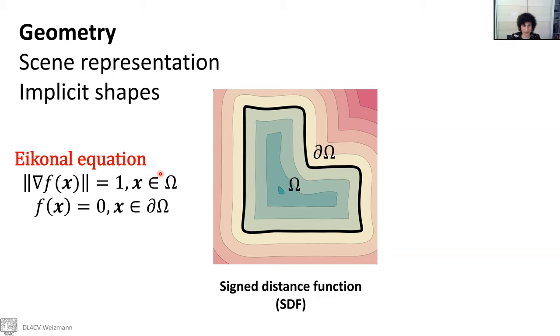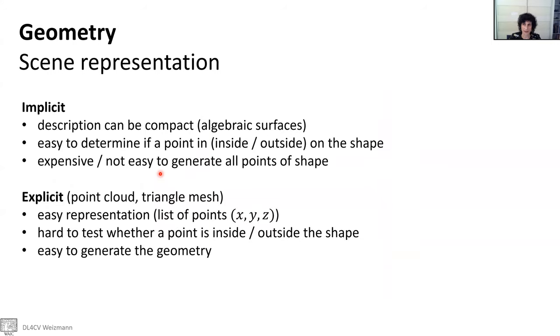There are ways to solve this non-linear differential equation. Later on we'll see in the next lecture that you don't have to solve it, but there are some ways to represent this signed distance function. Okay, any question? Okay, so just the pros and cons of implicit and explicit representation.